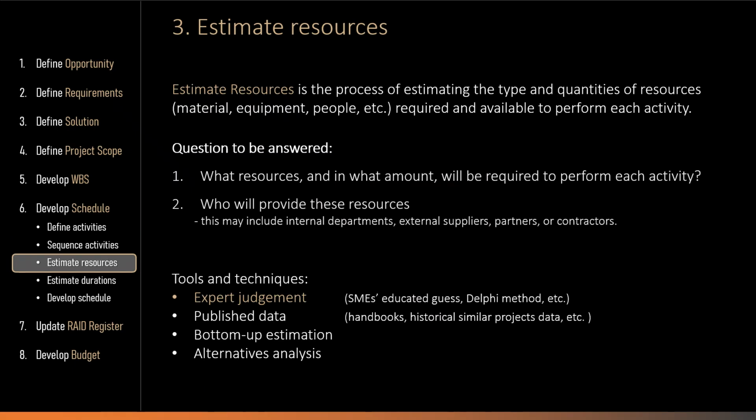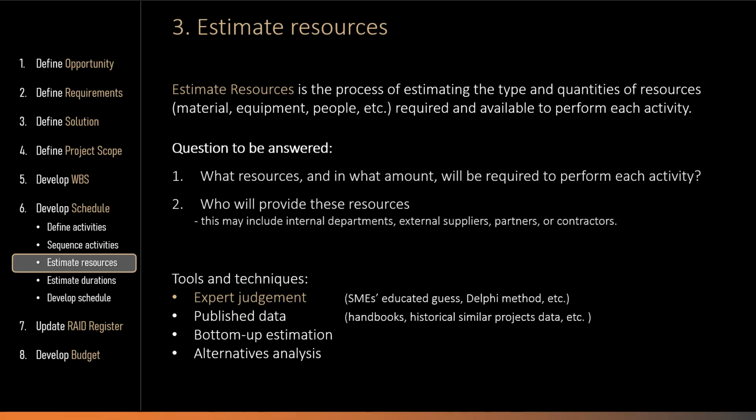After the project activities have been identified and sequenced, the next step is to estimate resources required to perform the work. To do this, we need to answer two key questions. First, what resources and in what quantity are required to perform each activity? And second, who will provide those resources? This step is important because a schedule is only realistic if it is based on the actual resources needed and on availability of those resources.